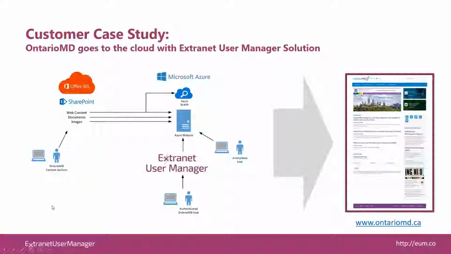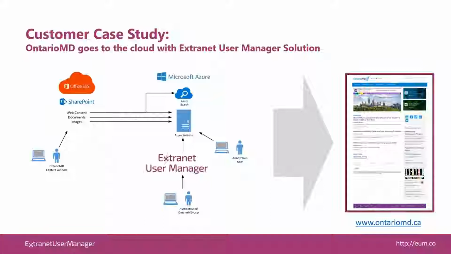So if we look at what this looks like in Ontario MD's scenario, on the left-hand side we've got the content authoring experience. I haven't shown you that yet, so we'll go over that in a minute. On the right-hand side, we have the Azure website and the Azure search that anonymous users can come into, and I can sign in as an authenticated Ontario MD user as well. That's really how it all wires together. Authoring happens on the left. A publishing job runs every 15 minutes that pushes the content over onto the Azure website on the right. The end result is the site that you see at www.ontariomd.ca.